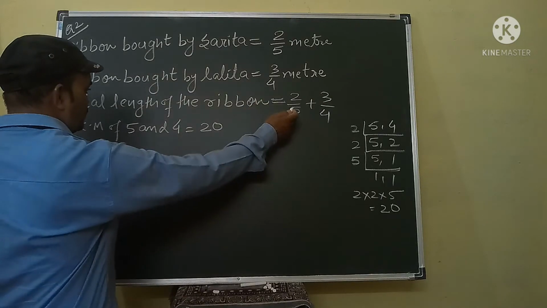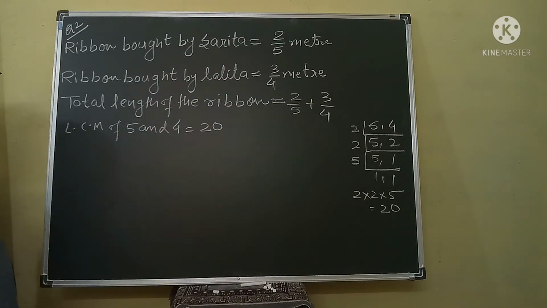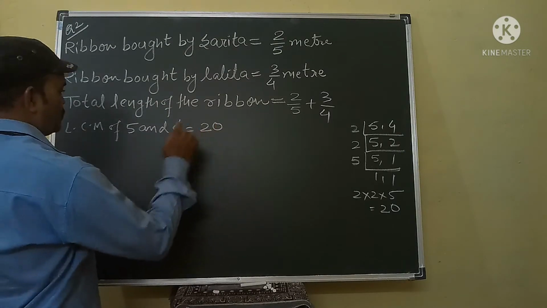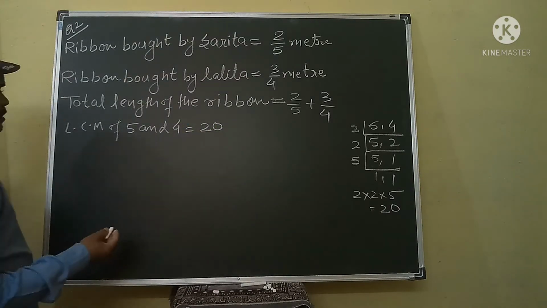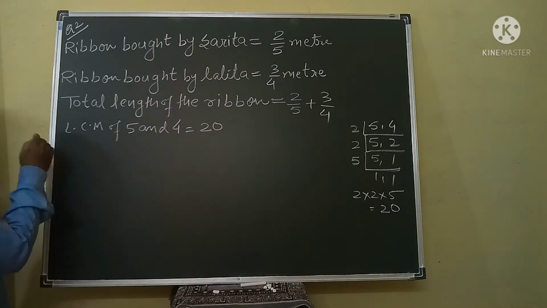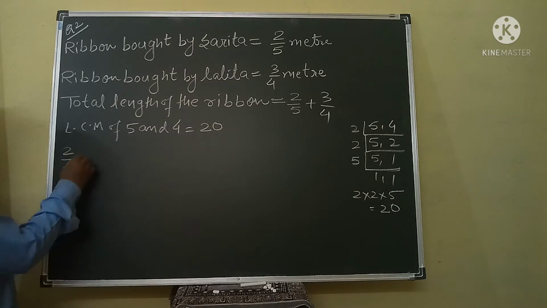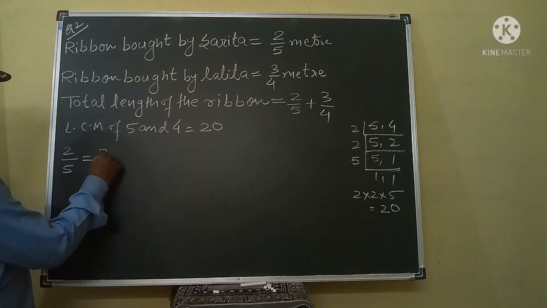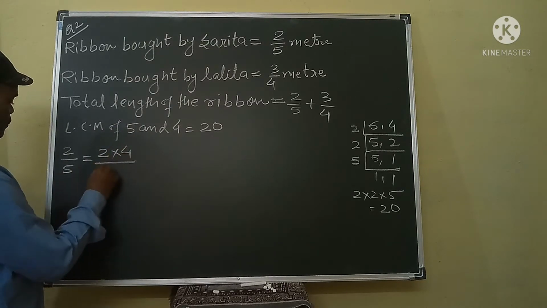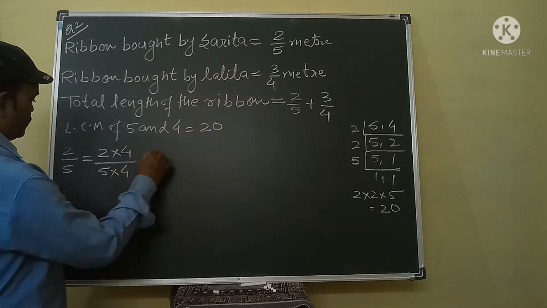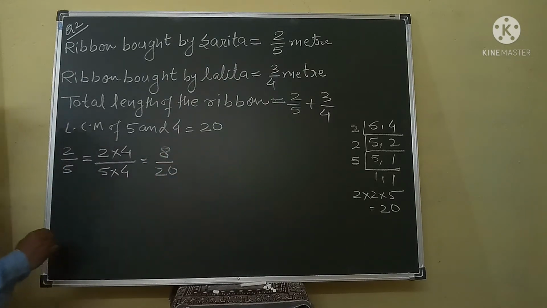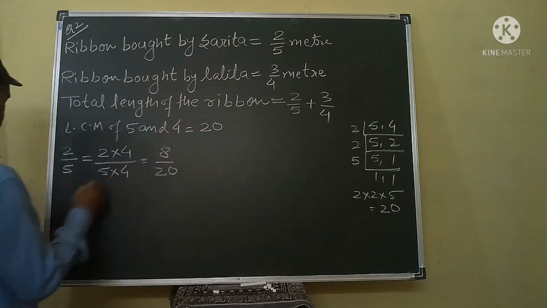In first fraction denominator is 5. And what we will do? Denominator 5 converted to 20. How? Look here. You know very well 5 4s are 20. So 2 upon 5 is equal to, in numerator and denominator, multiplied by 4. 2 4s are 8. 5 4s are 20.